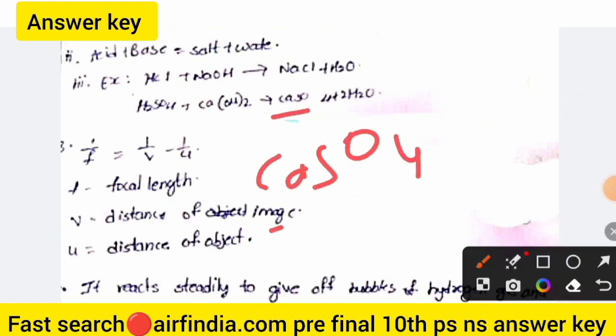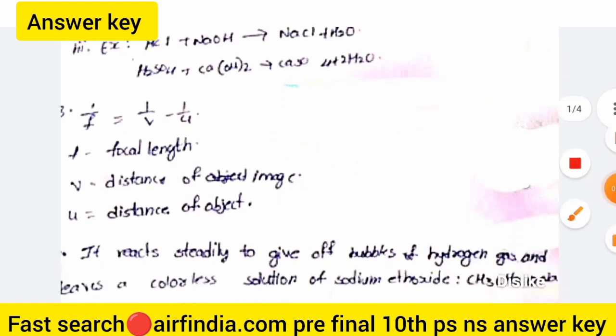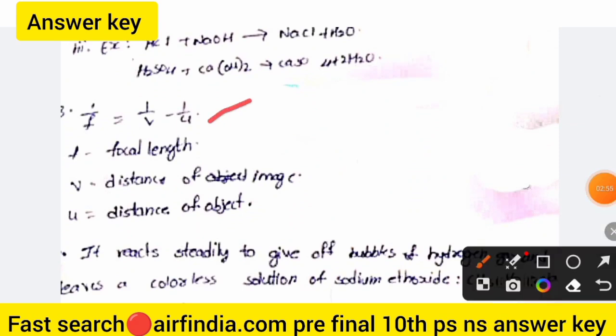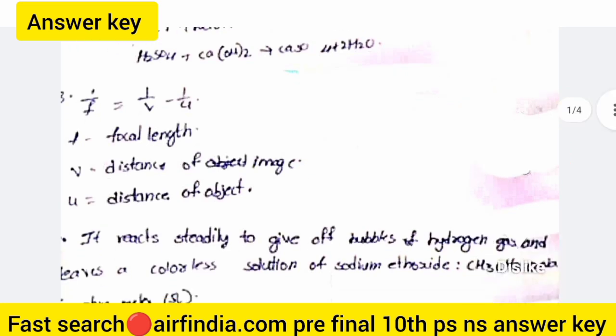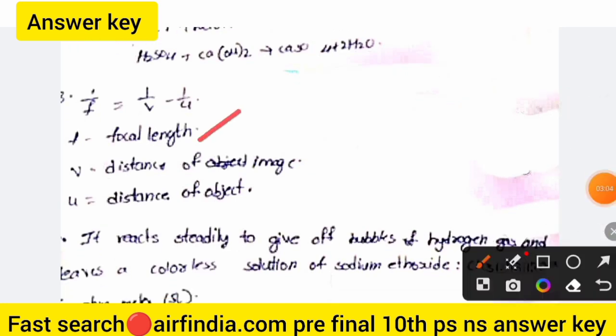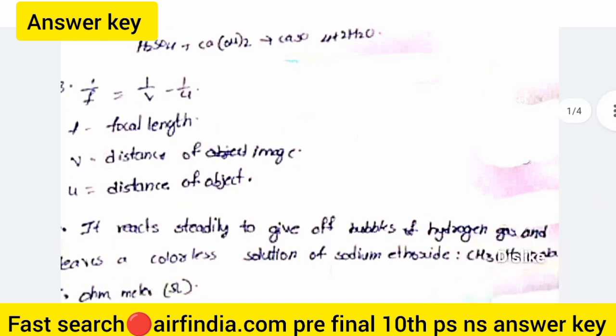Okay, so the third answer is the formula. The lens formula is 1/f = 1/v - 1/u. It's your right formula, where f is focal length, v is distance of image, and u is distance of object. Okay, this is your answer.